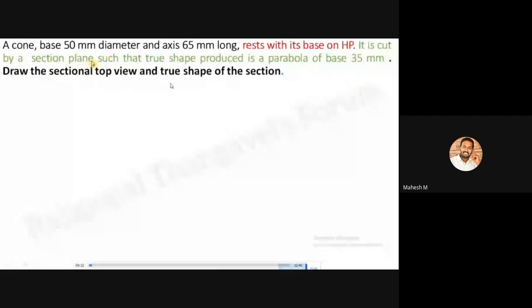So please look at this word, sectional top view. It is not sectional front view. It is a sectional top view. So the cutting plane will be available in the front view. Then only you will be able to create the sectional top view. Okay, so please follow the same procedure that we have used.